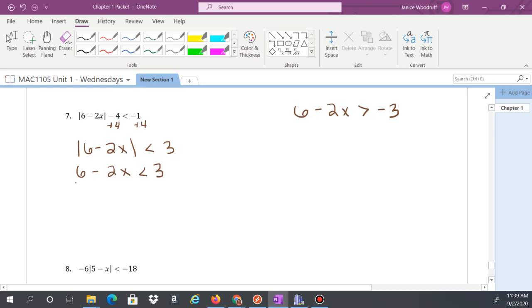So we'll solve each one here. So I'm going to subtract 6. I get negative 2x. 3 minus 6 is going to give me a negative 3. Divide by negative 2. I'm dividing by a negative. Got to flip the inequality. So x is greater than 3 over 2. I'm just going to put 1.5. It becomes positive because of the double negative here.